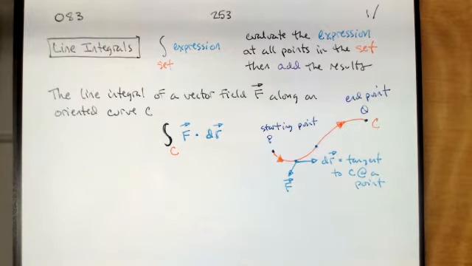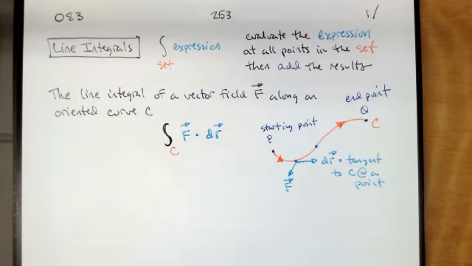We introduced the concept of a vector field. A vector field is just a function that assigns to every point in the space a vector, not just a value, but a vector, a direction. The expression that we're going to integrate is the vector field dot dr.